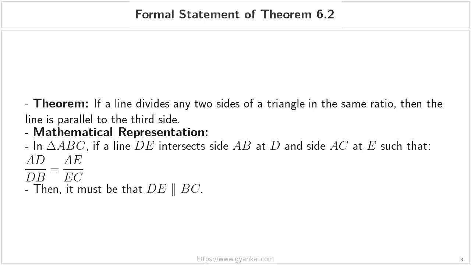To make this mathematically precise, let's look at the representation. Imagine we have triangle ABC. Suppose a line, which we'll call DE, intersects side AB at point D and side AC at point E. If the ratio of the segments on the first side, specifically AD over DB, is equal to the ratio of the segments on the second side, AE over EC, then we have a very important result. It must be that the line DE is parallel to the base, BC.